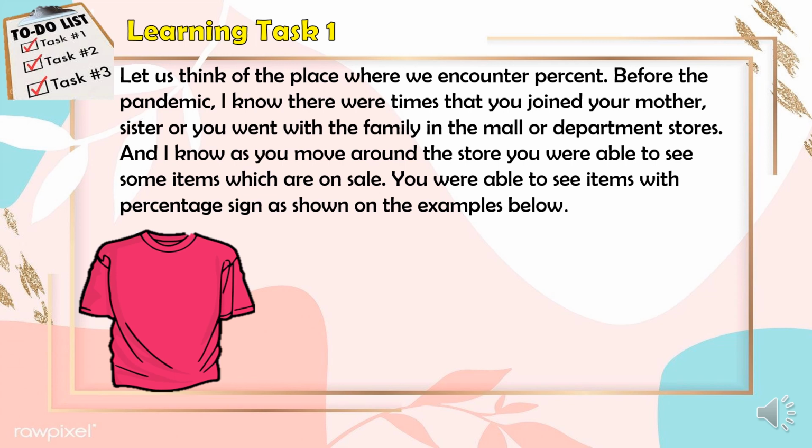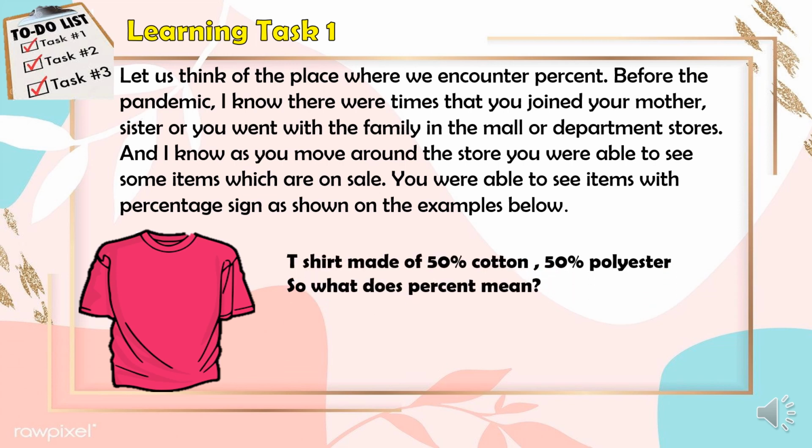So here is the t-shirt. The t-shirt is made up of 50% cotton and 50% polyester. So what does percent mean? So it means that the t-shirt is composed of 50% cotton and 50% polyester. So that means it is equivalent to 100%.